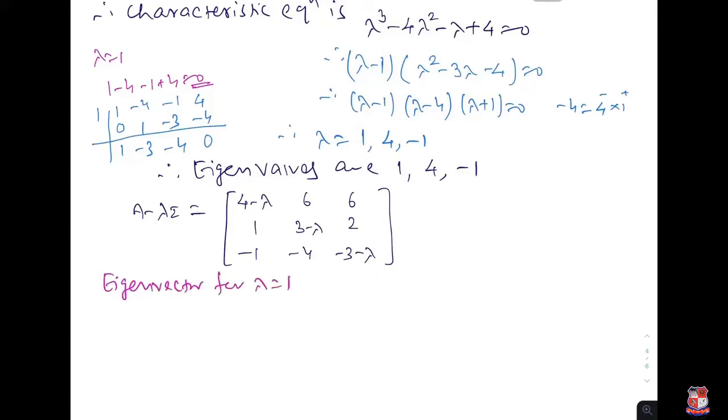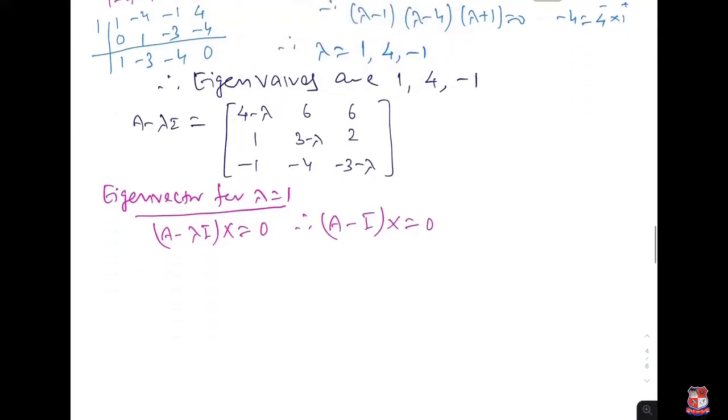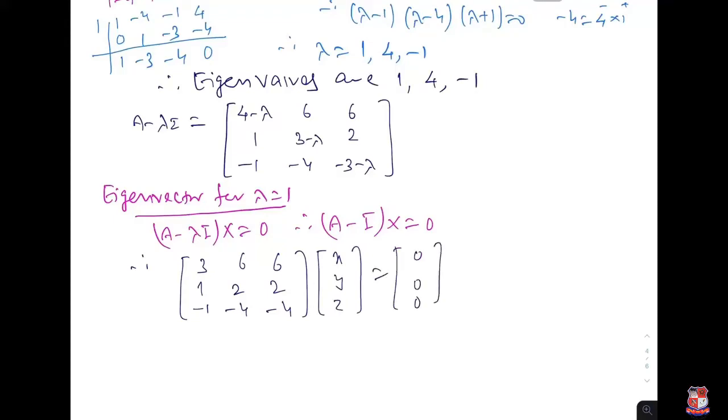Now let us find the eigenvector for lambda equal to 1. Eigenvector for lambda equal to 1, and that is nothing but A minus lambda I x equal to 0. So A minus I x equal to 0. And so this is equal to 4, lambda is 1, so 4 minus 1. So this is 3, 6, 6, 1. This is 3 minus 1. So this is 2, 2, minus 1, minus 4. And this is minus 3, minus 1. So that is minus 4. And x, y, z equal to 0, 0, 0.